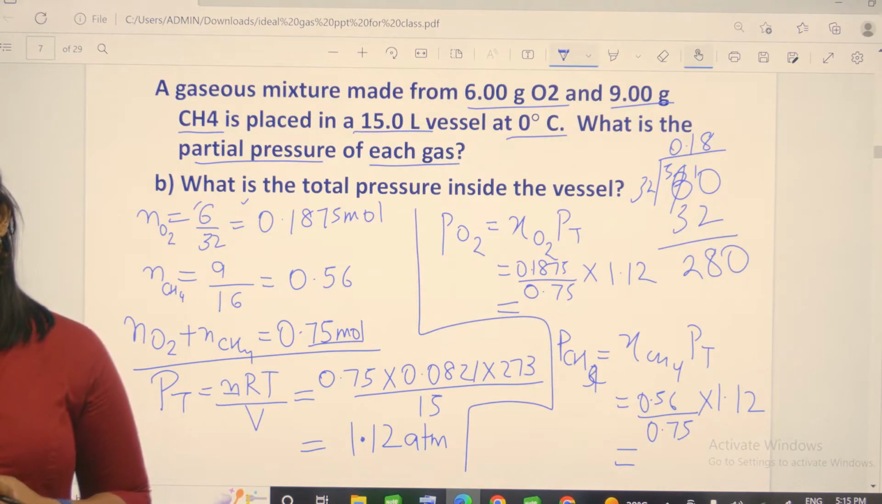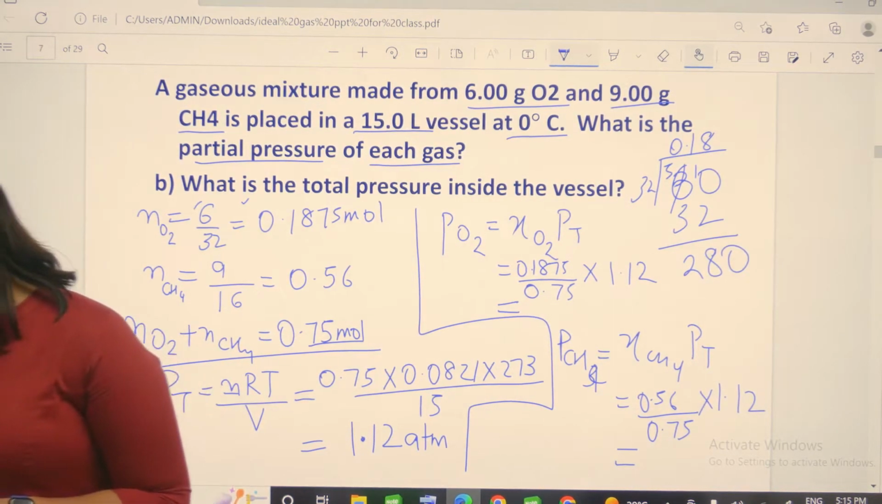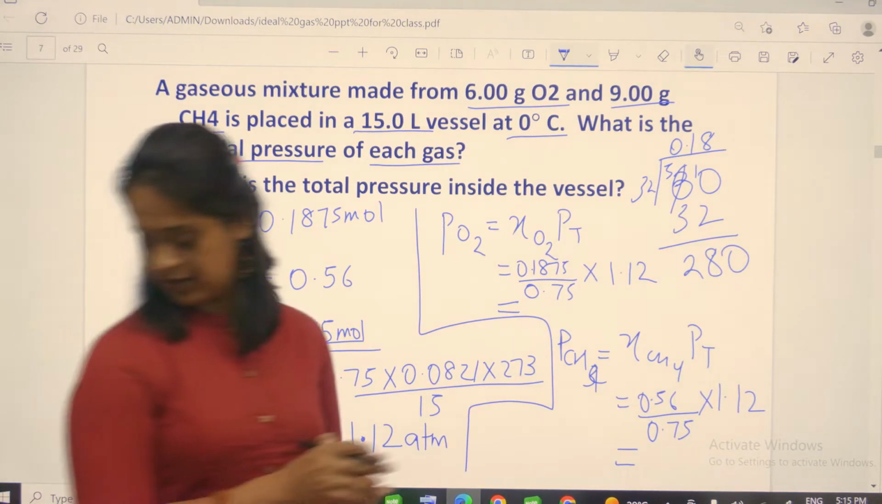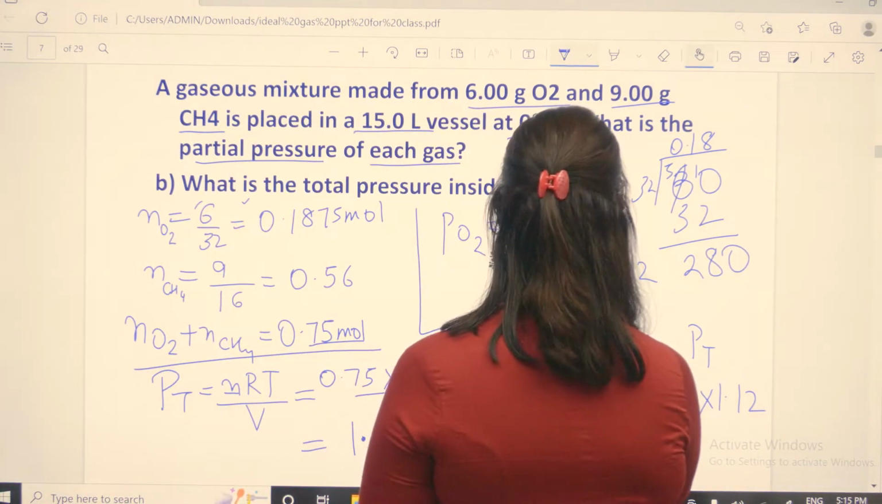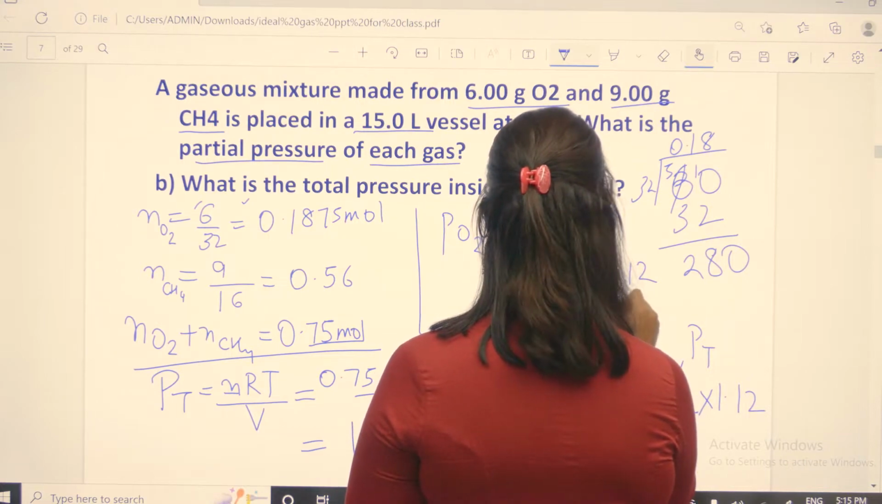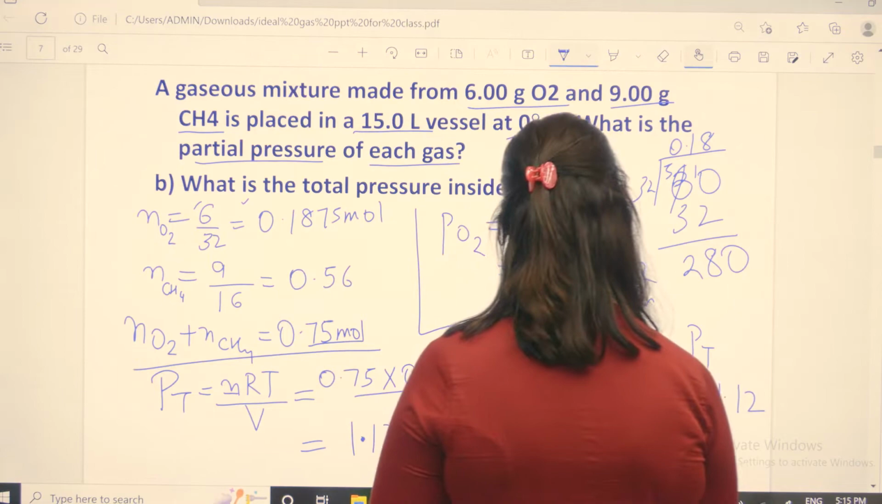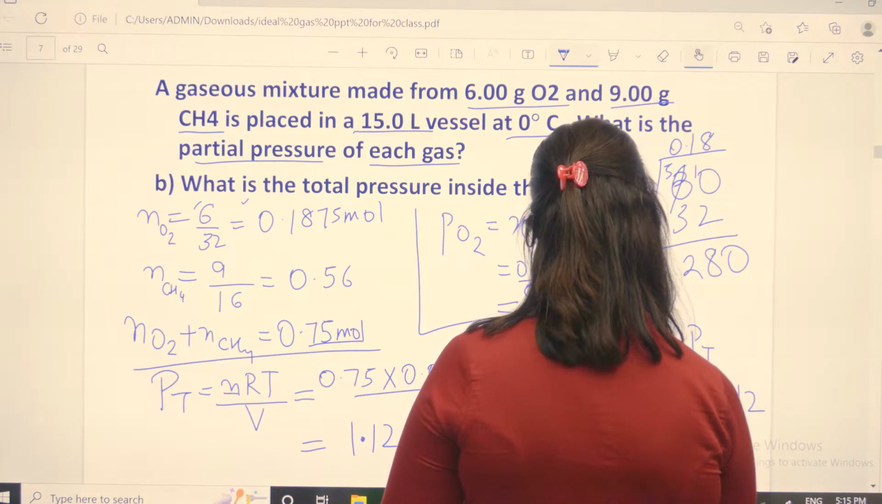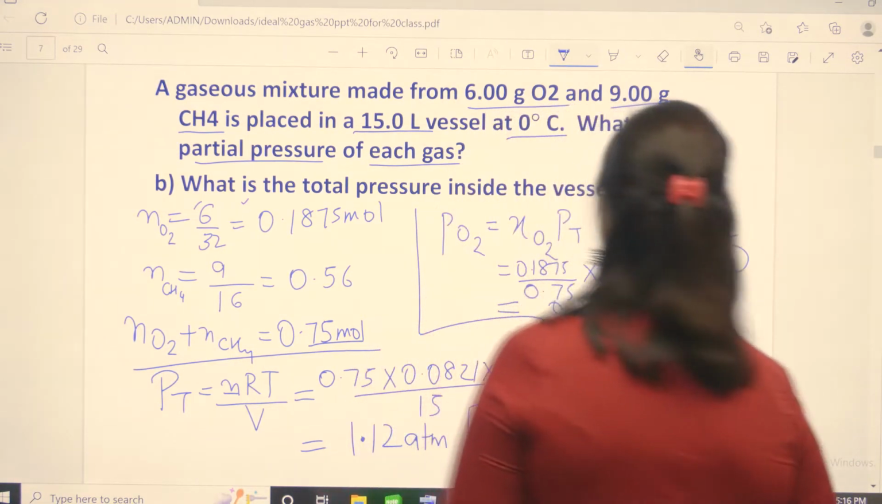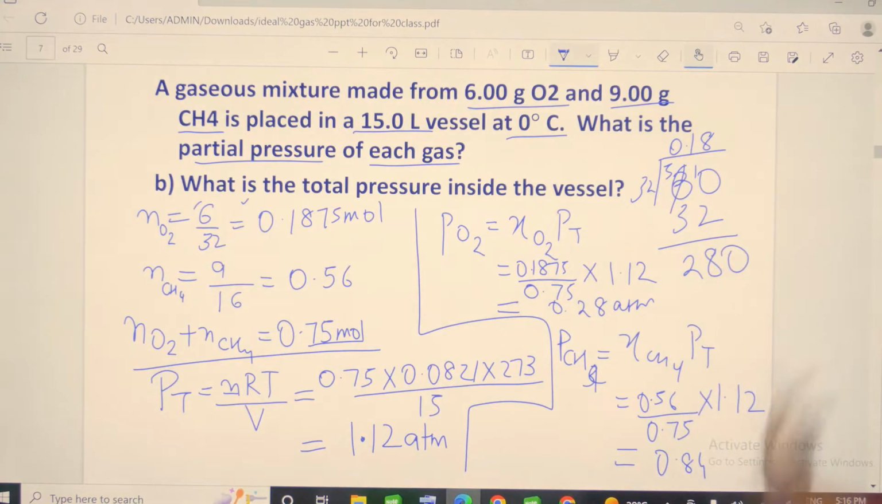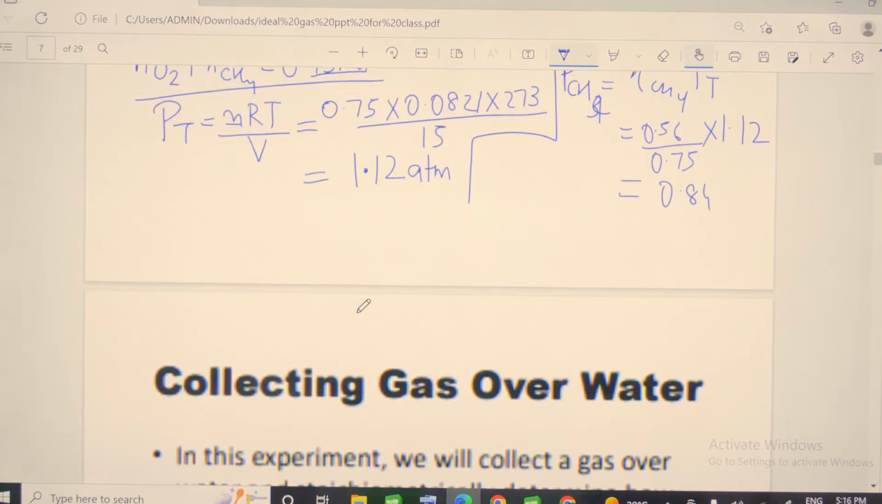कोई नहीं, घर पे कर लेना कैलकुलेशन. वैसे आंसर क्या आएगा मैं बता देती हूँ आपको. 0.28 and this is 0.84. Clear? And this is the most commonly asked question. Total pressure तक कर लिया.